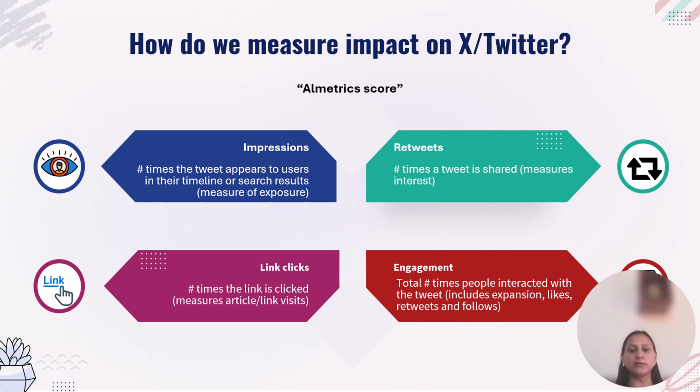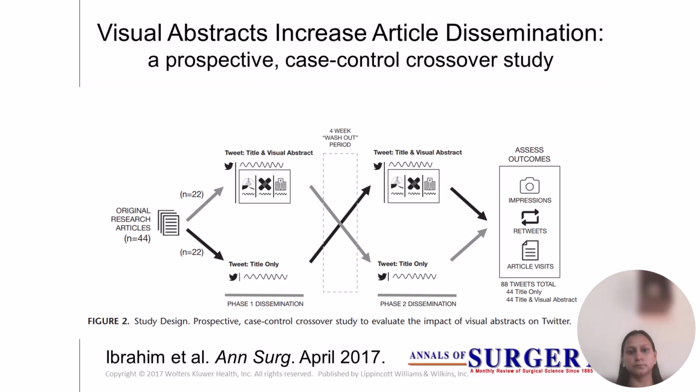Then we have retweets. It is the number of times a tweet is shared. It measures interest. Link clicks, that is the number of times the link is clicked. So this measures the article or the link visits. And engagement, that is the total number of times people interacted with the tweet. So that could include expansion of the tweet, likes, retweets, and follows as well. So this is how we measure the impact of visual abstract.